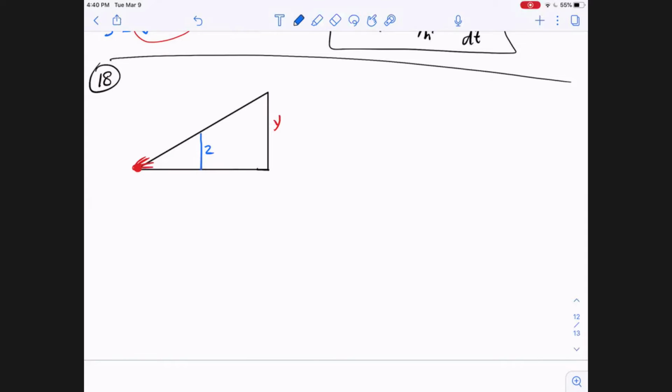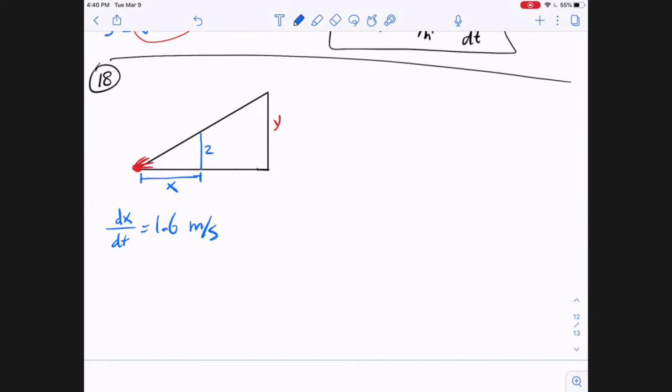Okay, so let's go back to the problem. He's going at a speed of 1.6 meters per second. So let's call this distance from here to here x. That's how far he is from the spotlight. So we're going to call dx over dt 1.6 meters per second. He's just walking casually. Now, why am I calling this positive 1.6 meters per second? Because notice he's going towards the wall. So he's increasing x, so it's going to be positive.